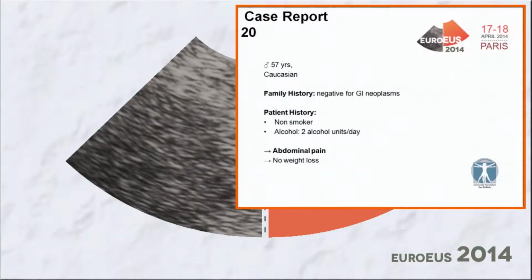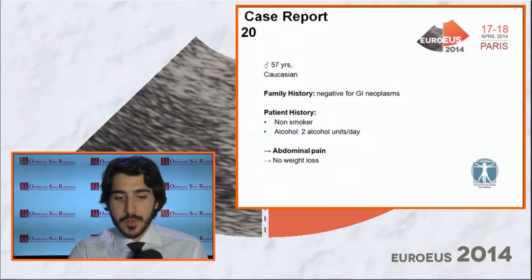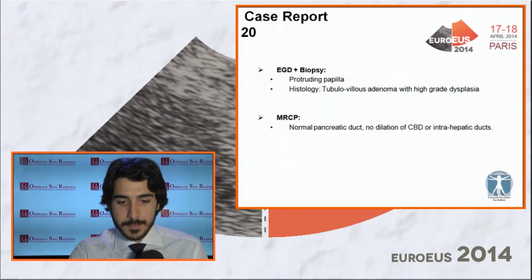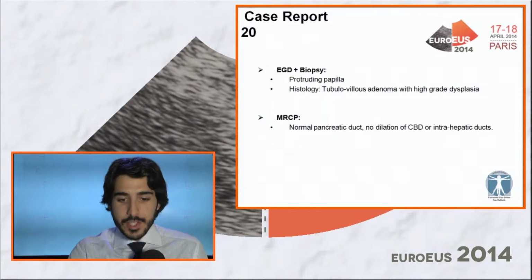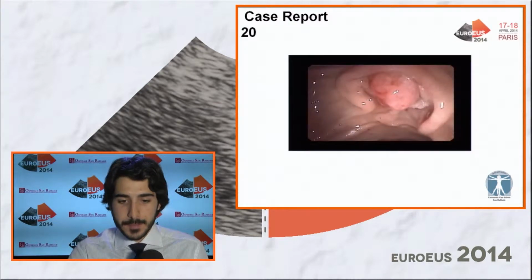This is a 57-year-old Caucasian man with a family history negative for GI neoplasms. The patient is a non-smoker and consumes 2 alcohol units per day. He has abdominal pain, but no weight loss. EGD plus biopsy showed a protruding papilla. Histology showed tubulovillous adenoma with high-grade dysplasia, and an MRCP showed a normal pancreatic duct with no dilation of the common bile duct or the intrahepatic ducts.